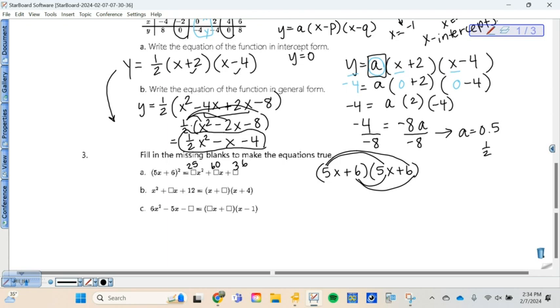Perfect. Okay. In part B, you had one like this on your quiz as well. So start by looking at this blank right here, because I need my last times my last to give me the 12. So what times 4 gives me 12? 3. So the 3 goes there. And then I can figure out my middle term because it's just my outers and my inners.